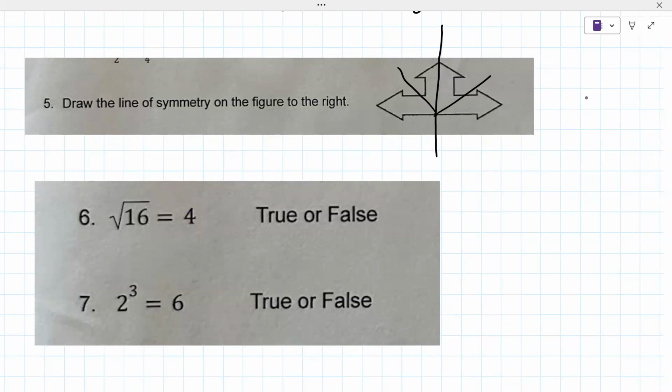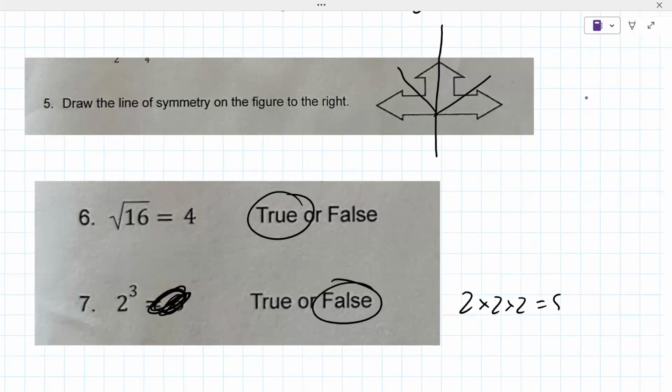All right, for 6 and 7, one is true and one is false. Number 6 is true. And number 7 is false. What should it be? That's more important. What should it be? It should be 8. Yes, 2 times 2 times 2.